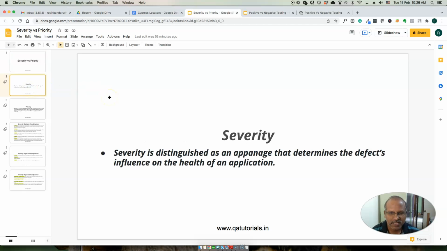Severity is basically defined as a parameter that determines the defect's influence on the health of an application. So you classify the defect based on how important the defect is for the application. That is basically severity. We'll see the different classifications of severity in the later slides. So this is the basic definition of severity. It influences the health of the application, like how important that functionality is for the application is determined by severity.